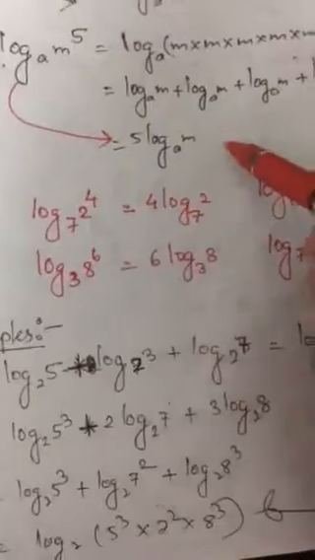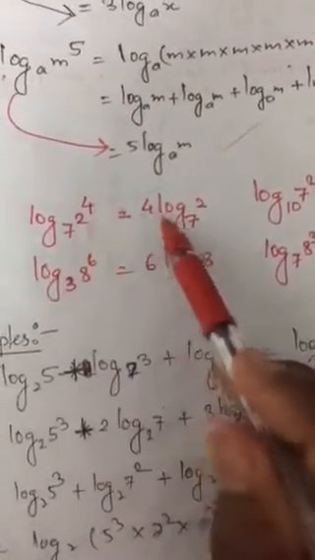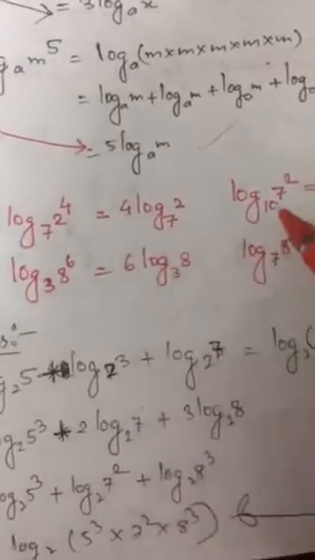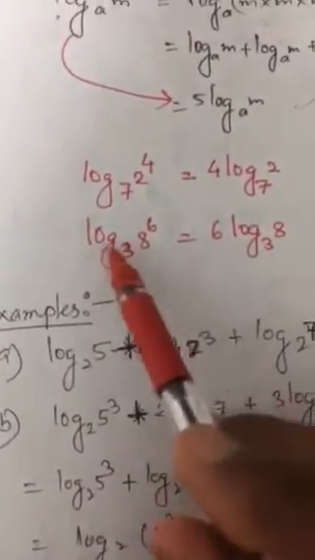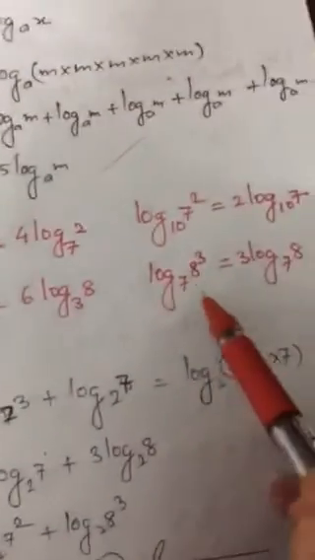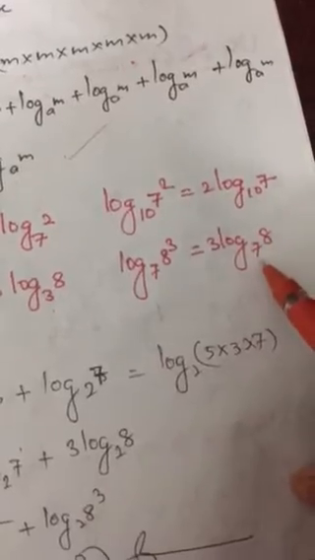Now here I have shown you, here you can directly write power is 4, so 4 log of 2 base 7. Here you can see power is 2, so 2 log 7 base 10. Here power is 6, 6 log 8 base 3. Here power is 3, 3 log 8 base 7, okay. You can understand from here. So some examples I have done here.